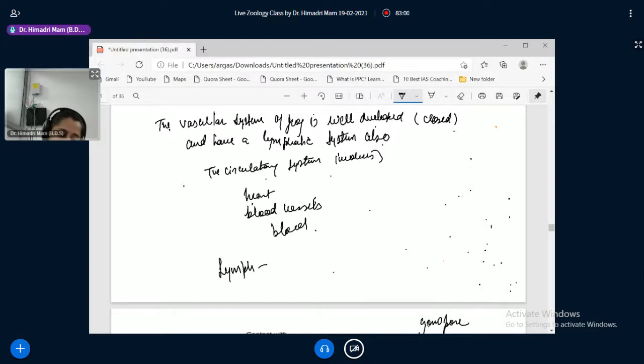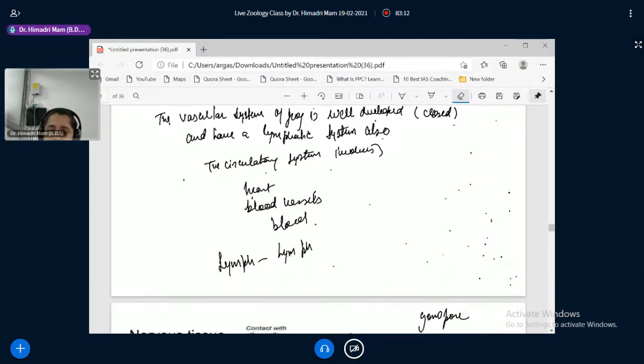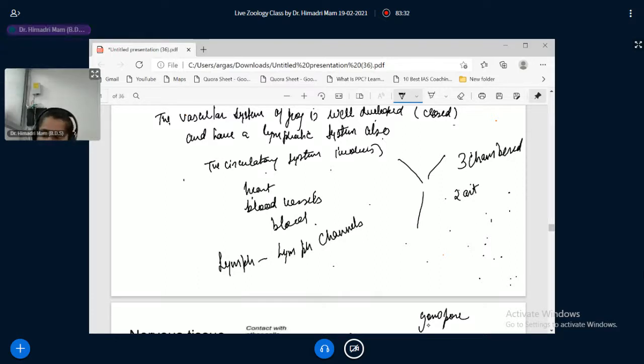Lymph chambers or lymph channels. If we talk about the heart, they have a three-chambered heart, that is two atria and one ventricle. Right. They have the most evolved control system.